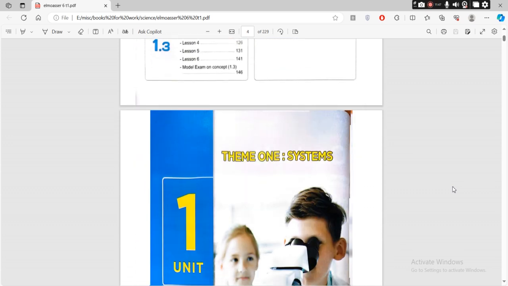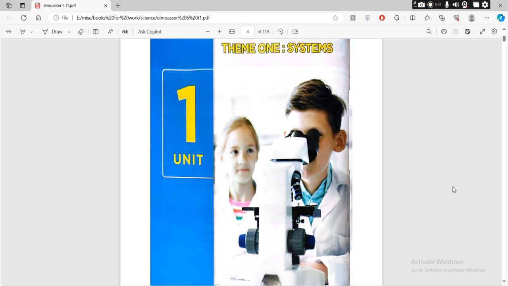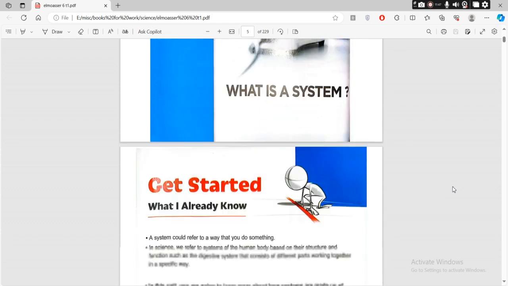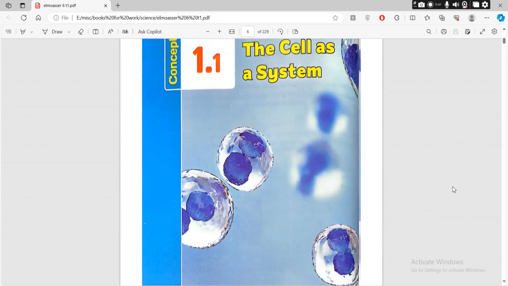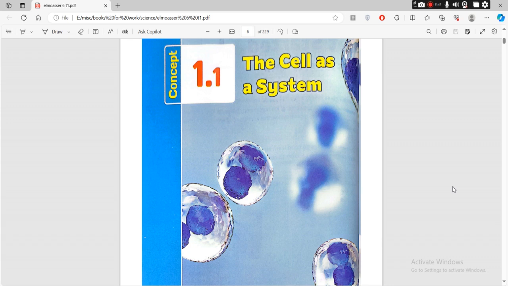So let's begin with theme 1, unit 1, which is talking about systems. As we said, concept 1 is going to be the cell as a system. So we have two key words here, cell and system. Let's begin with the first, system. What is a system? Well, it's a very important thing to know in the next three concepts because it's a repeating theme.